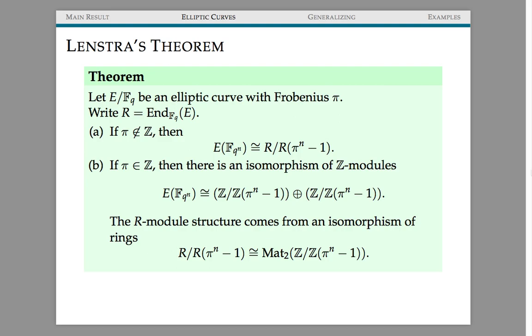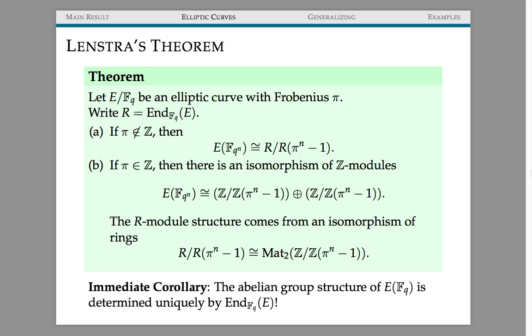And then the R module structure is going to come from an isomorphism of rings, where I can think of R mod R pi to the n minus 1 as matrices which act on this group. So coefficients of these 2 by 2 matrices is in the same group. So this gives a really nice description of the module structure of these groups of rational points.